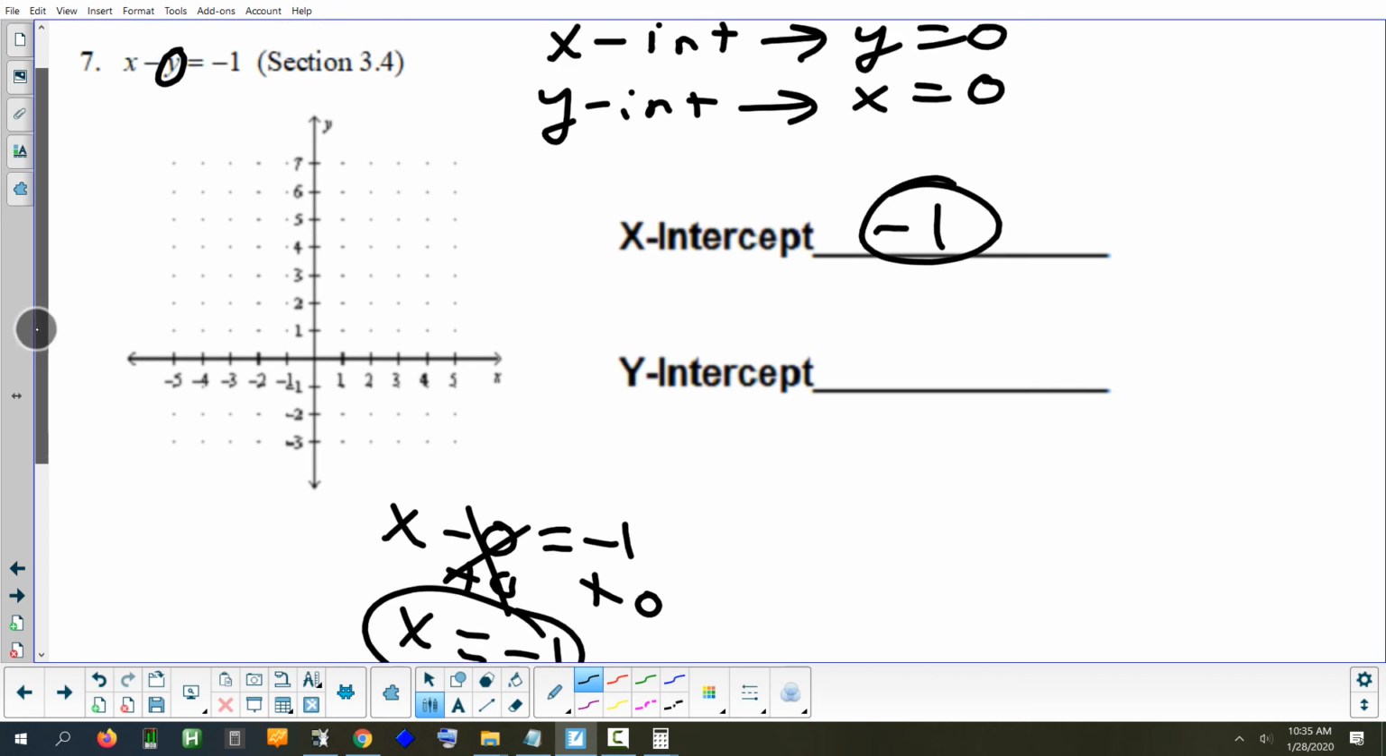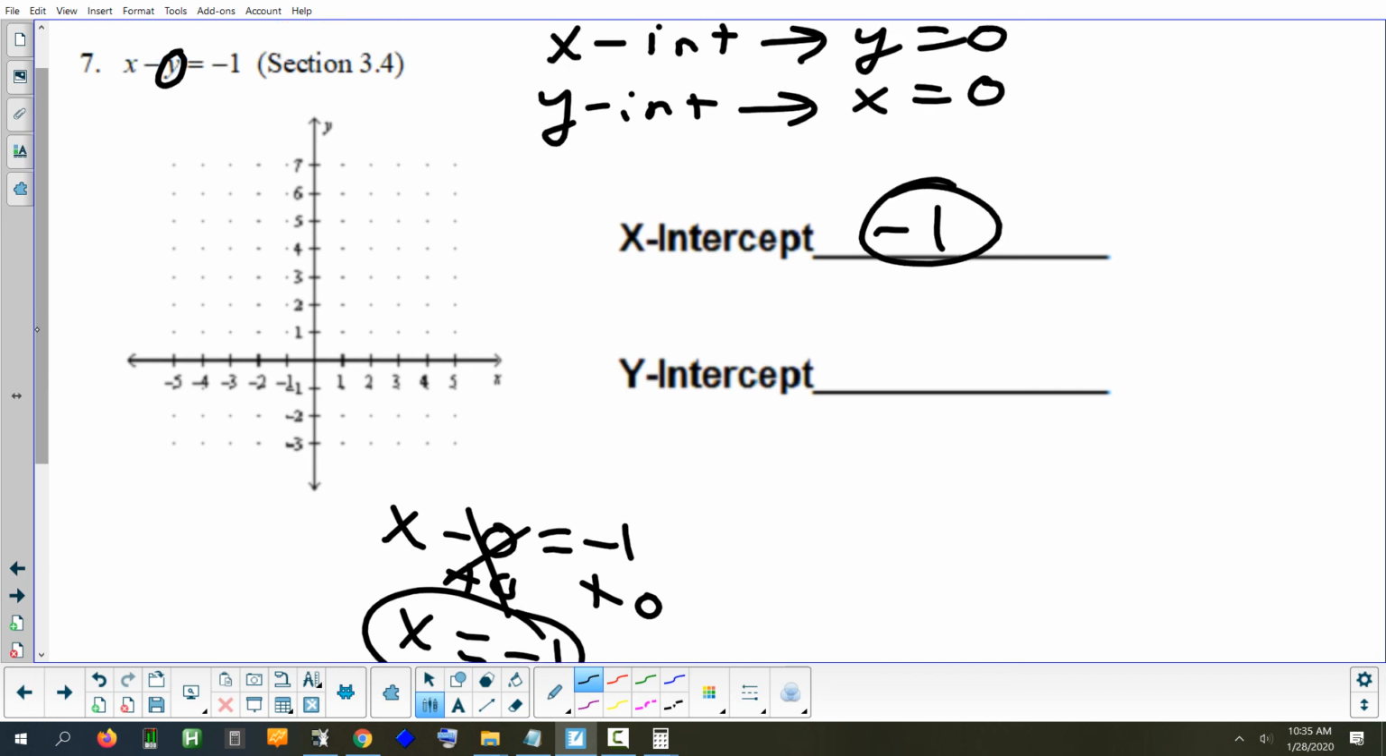And they want you to graph it. Well, it's going to cross the x-axis right there, at -1. Right? We don't use the x-intercept as much. We use the y-intercept a lot. That's the next one we're going to find.